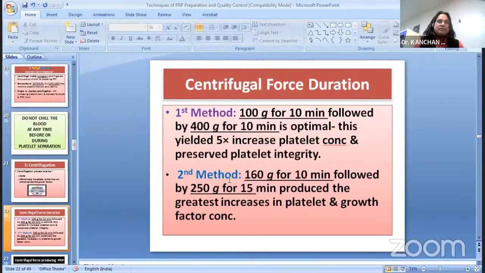The second method is also good: 160G for 10 minutes, followed by the hard spin at 225G for 15 minutes. It depends on the centrifuge. Some centrifuges don't have high speed, so you can use 250G, but some centrifuges have high speed, and you can go to more than 400G or even more than 500G. So the first method is very good. If you have a limitation in your centrifuge speed, then you can use the second method. All these methods are very good. We have standardized them in our laboratory for maximum recovery of platelets.